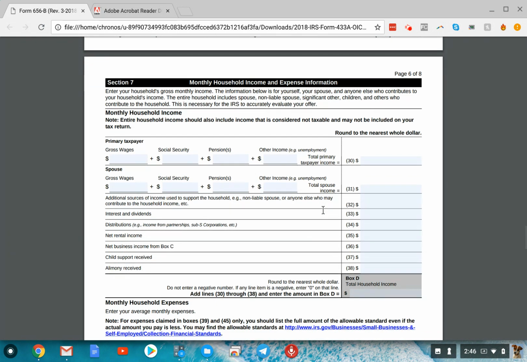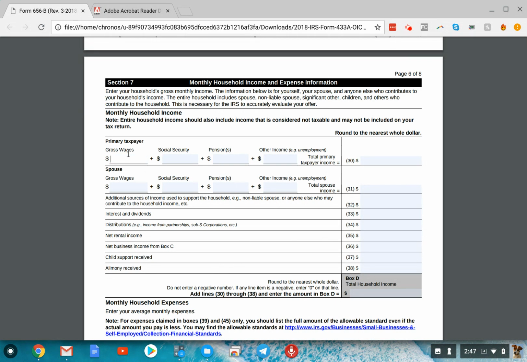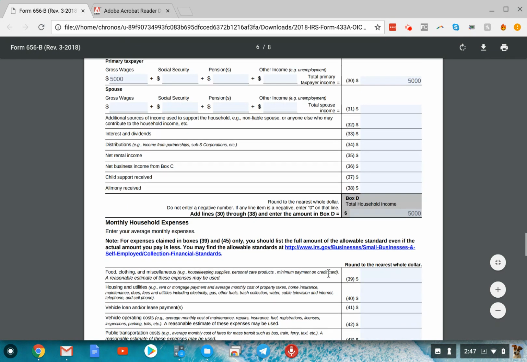Monthly household income and expense information. This is where everyone's going to be filling this out. However, most people are going to be putting in wages. Some people are going to be putting self-employment. This box C is where self-employment income would go. So let's just do a sample. So this person makes, let's say, $5,000 a month, and their spouse is not working. So let's put $5,000. No other income. And this is your before tax.